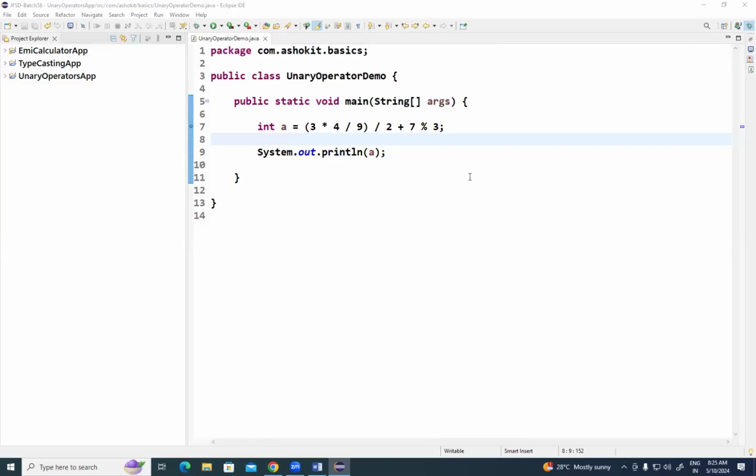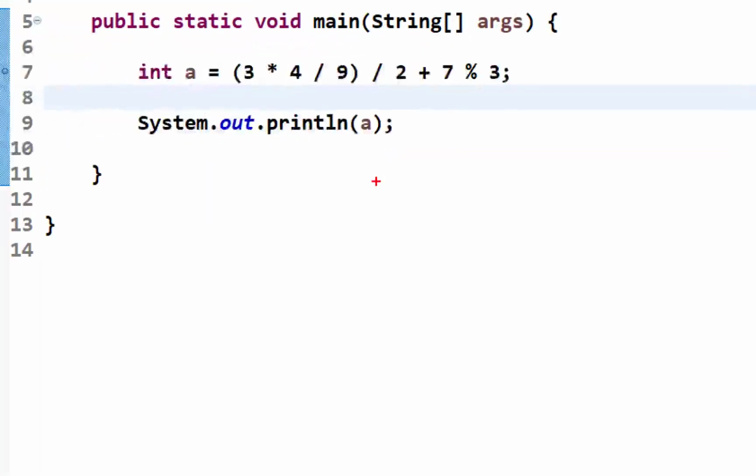Please try to understand me. Observe here, folks. The output will be 1. We'll see how. First of all, the parenthesis gets high priority. Inside this parenthesis, there is a multiplicative operator and a division operator. Both have equal priority, so obviously they execute from left to right. Then which one will be evaluated first?